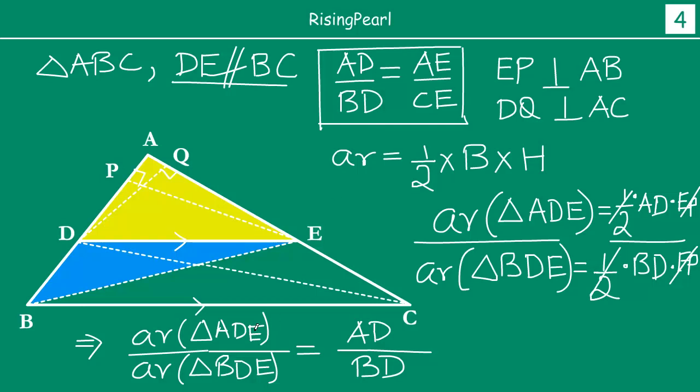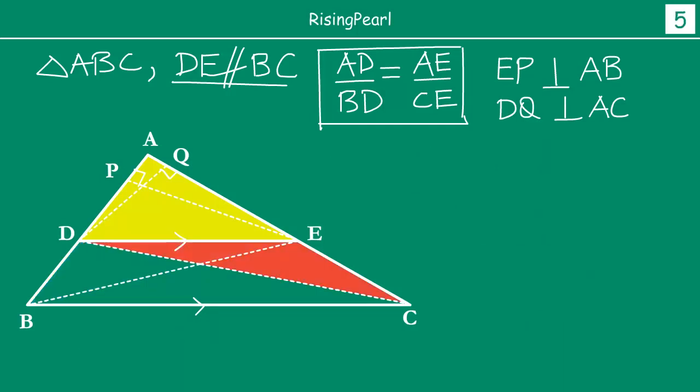It is nothing but the ratio of areas of triangle ADE and triangle BDE. That is what AD by BD is. So let us for the time being call this our first equation. Now let's move on.